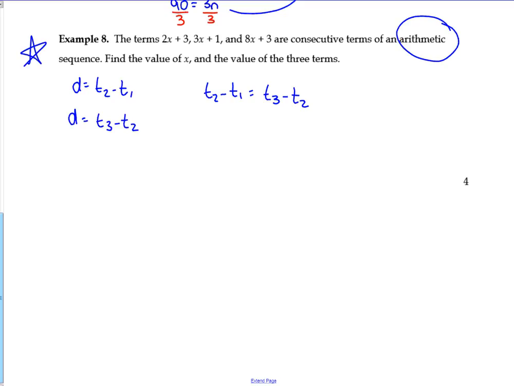Okay, now what you need to be very careful with is your subtraction of polynomials. So I recommend brackets here. When I sub in term 2, I'm going to put it in brackets. Sub in term 1, put it in brackets. So what's term 2? (3x + 1) minus (2x + 3). And then that's equal to term 3 minus term 2. So (8x + 3) minus (3x + 1).